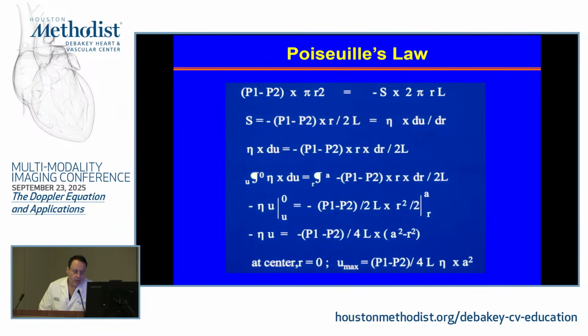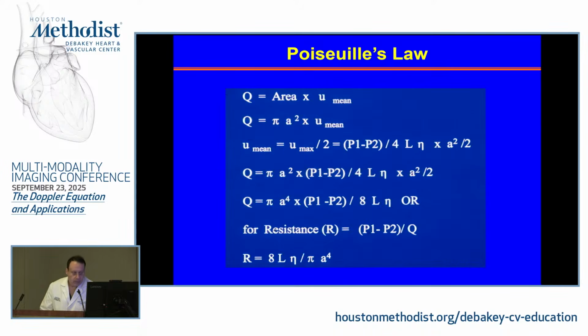I won't take you through the math, but it involves some integration to end up with that maximum velocity given by the difference in pressure. So the higher the pressure, the higher the velocity, and it is inversely related to the length and inversely related to the viscosity. These are the factors that want to slow blood, and it is directly related to the square of the radius. We are interested in flow.